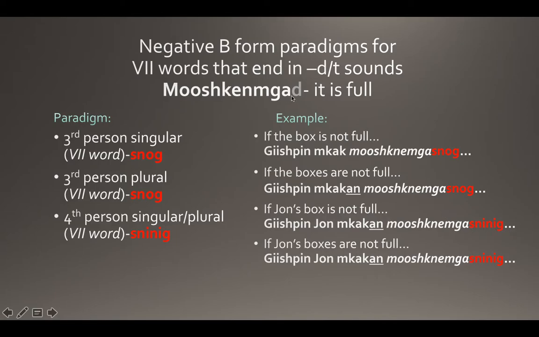So again, we replace this D sound with our B form suffixes, snug or sninig. In this case, it was sninig. So altogether, this phrase is gishbin John mkukun moshnem ga sninig. And so that sentence can either be singular or plural. So the Ojibwe is pronounced the exact same for these two, but we need previous information to understand if we're talking about one box or multiple boxes.